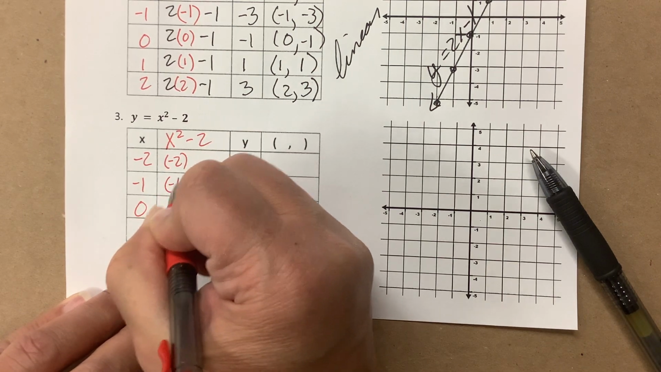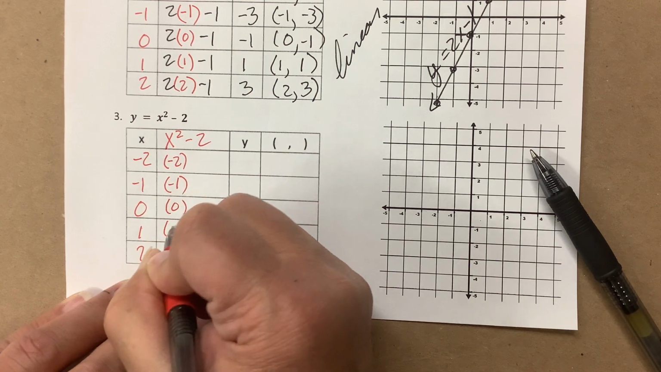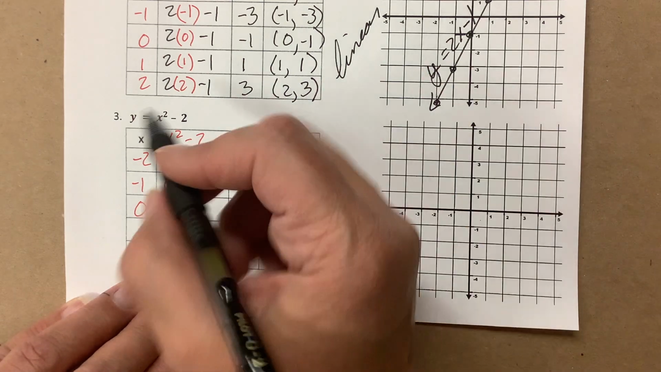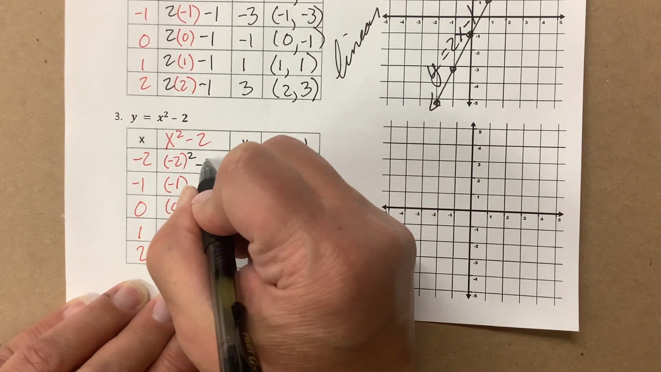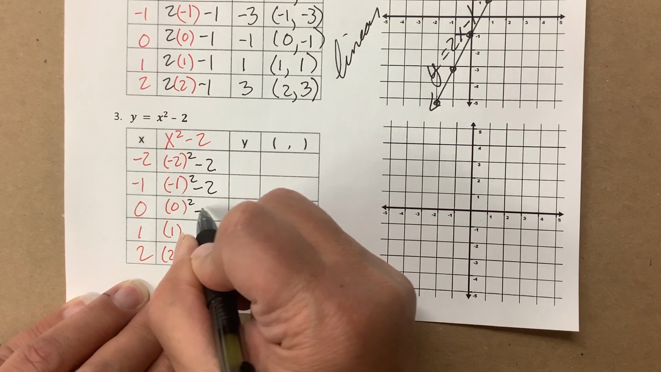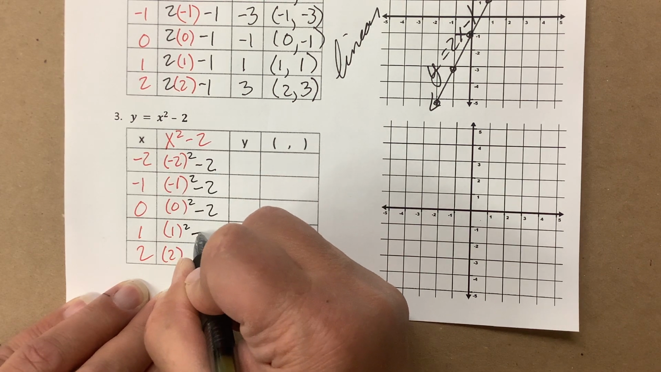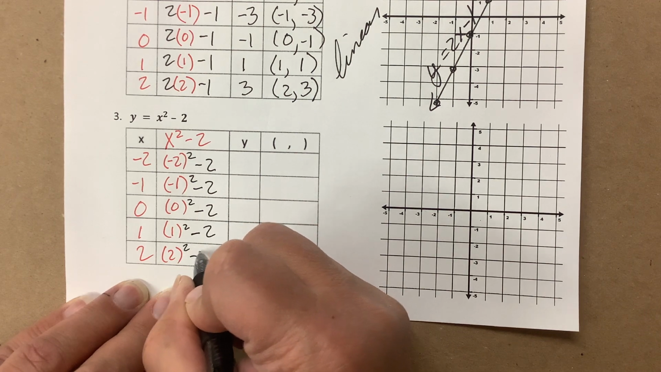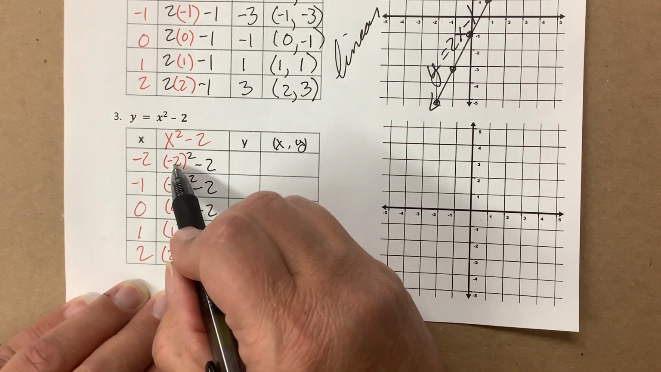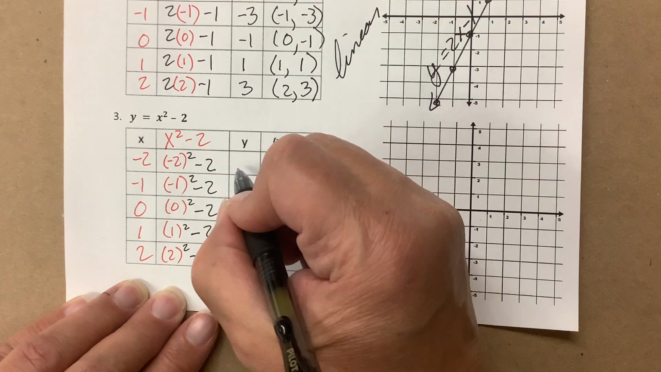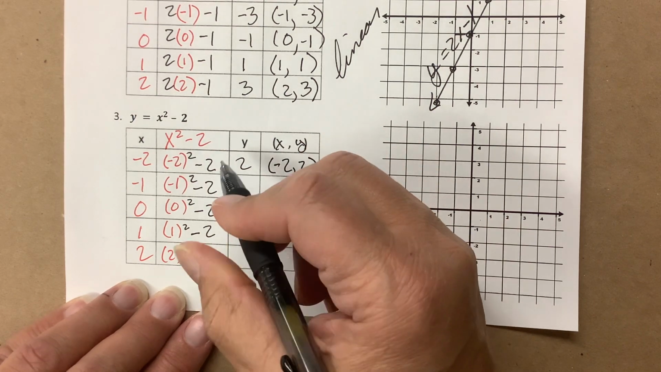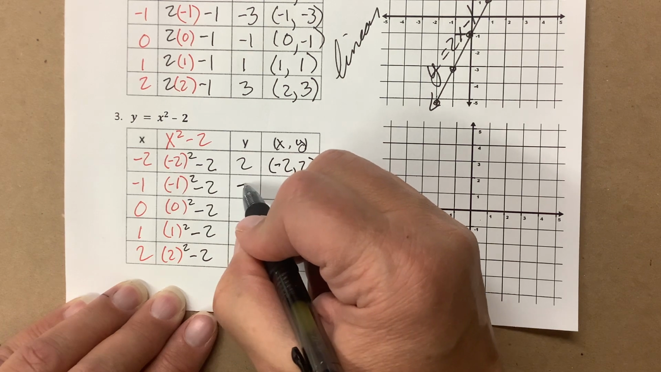-2, -1, 0, 1, and 2. But the rest of it does not vary. (-2) squared, -2. (-1) squared, -2. 0 squared, -2. The square and the -2 doesn't change. Okay. (-2) squared is 4. 4 minus 2 is 2. So my first point is going to be (-2, 2). 1 minus 2, -1.